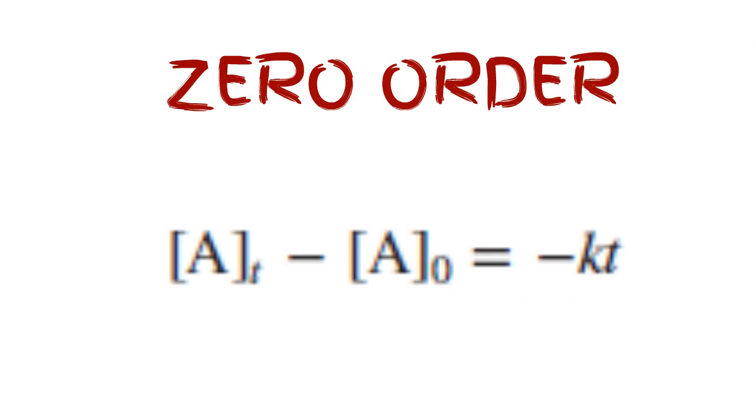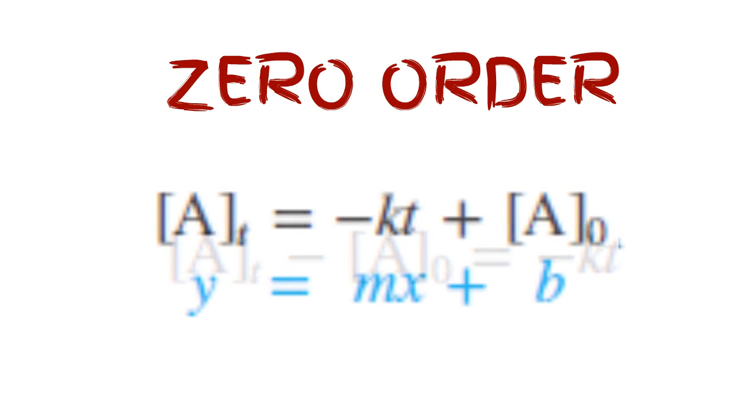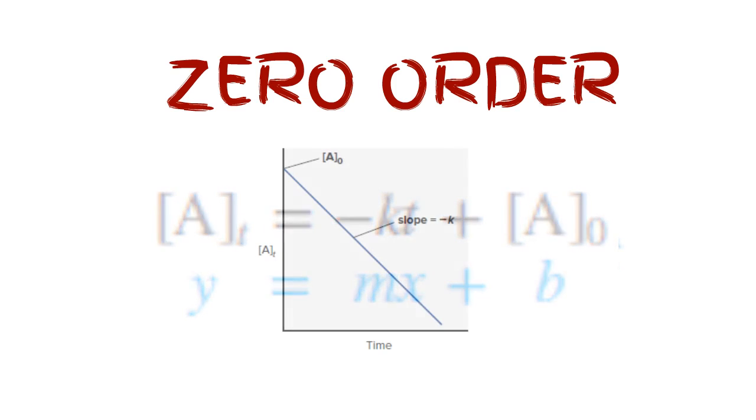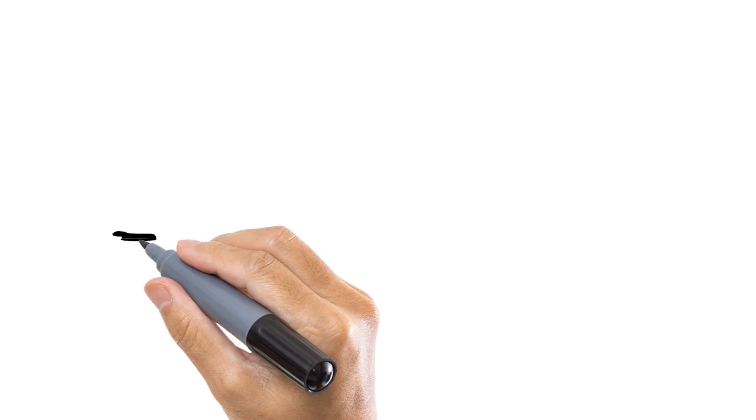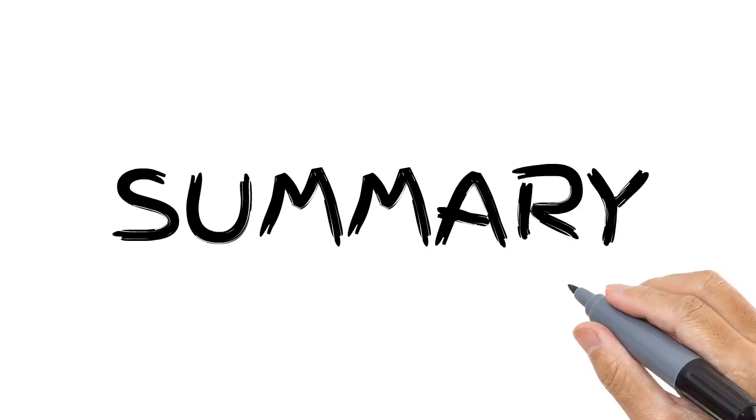For a zero order reaction, we have concentration of A at time t minus concentration of A naught equals negative kt. Rearranging gives concentration of A at time t equals negative kt plus concentration of A naught. A plot of concentration of A at time t versus t gives a straight line with slope equals negative k and y-intercept equals A naught. Now, what we need to remember.